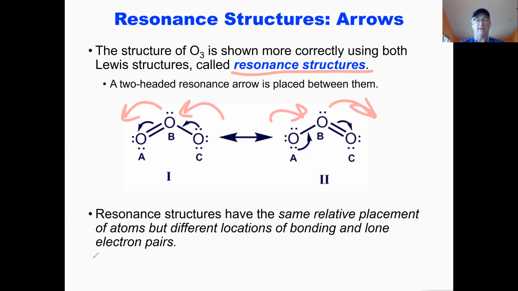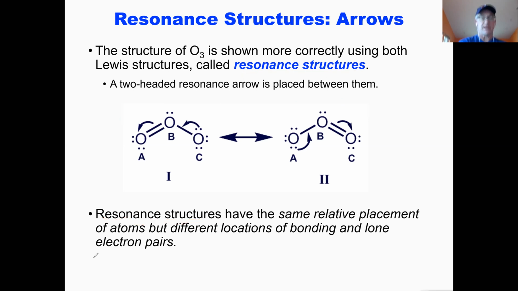average of both. So resonance structures have the same placement of atoms, but they have different bonding and lone electron pairs. They all have the same total number of electrons. You get the total number of electrons by adding up all the valence electrons of all the atoms. That does not change. But the relative distribution of bonding electrons and lone pairs will change. They'll move back and forth, okay? So that's what a resonance structure means.